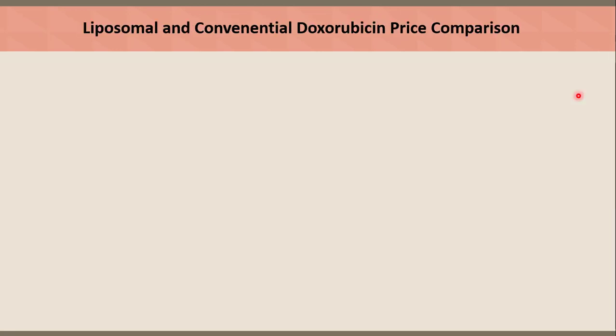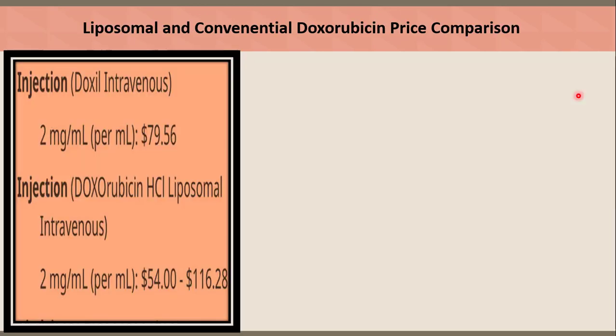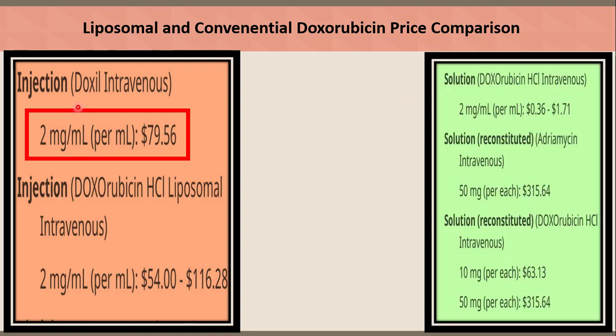Liposomal and conventional doxorubicin price comparison: for the Doxil intravenous, each milliliter costs around $79.56 for each 2 mg per ml, compared to only 36 cents to $1.71 as the cost for each milliliter of conventional intravenous doxorubicin with a concentration of 2 mg per ml.